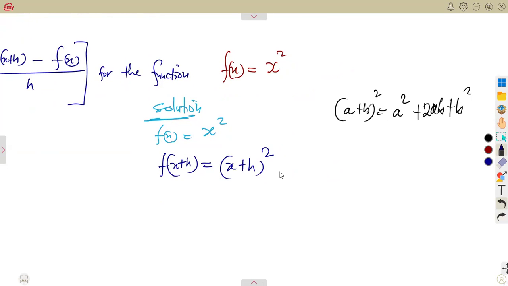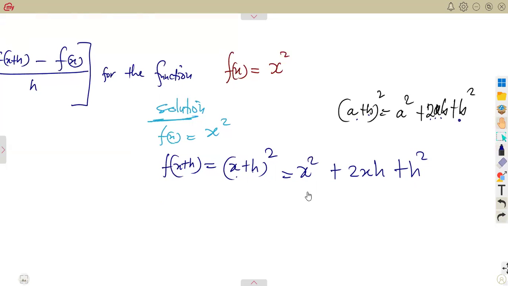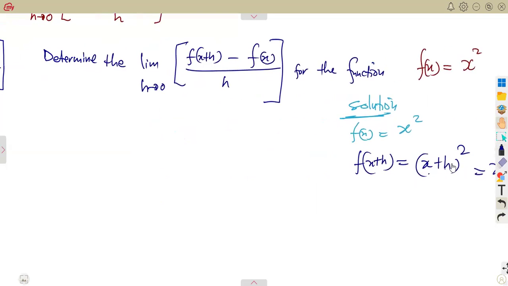So in this case, this will be the first squared, x squared, plus 2ab, 2 times a and b, 2 times x and h. So that's 2xh or 2hx, plus b squared, which is the last term squared, which is h squared. All right, this is where we are. That's our f of x plus h. We can just leave it like that so that we can substitute into the formula. So like I said, that will be our solution here.